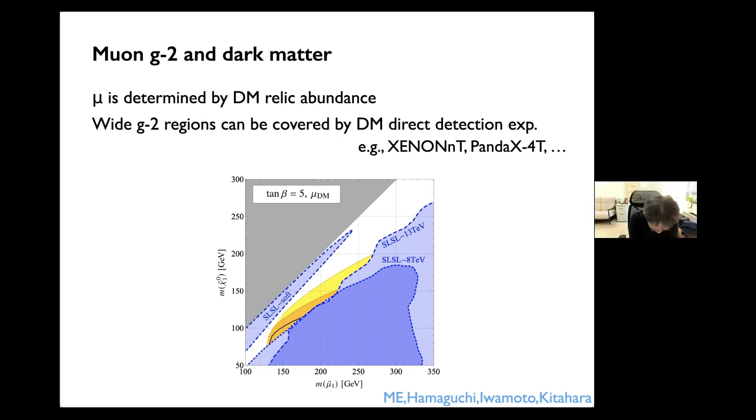And another important point of this result is that the wide parameter region can be tested by dark matter direct detection. For instance, in the near future, XENONnT will start and PandaX will also start. These experiments can test much of this wide parameter region. So we can test it.